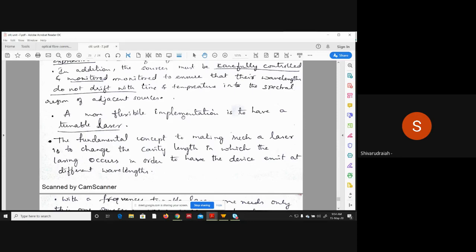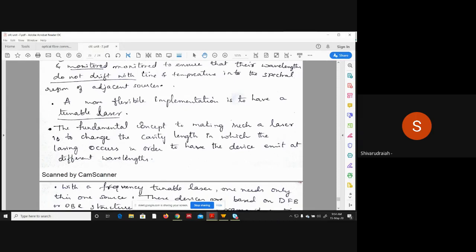The more flexible approach is going for a tunable laser. A tunable laser stands for a single laser whose output is going to have multiple wavelengths. If you consider a laser source, the input is an electric current and the output is light. The amount of electric current that you supply to the laser source will decide the wavelength of light that is output by the laser. Is that able to be understood?